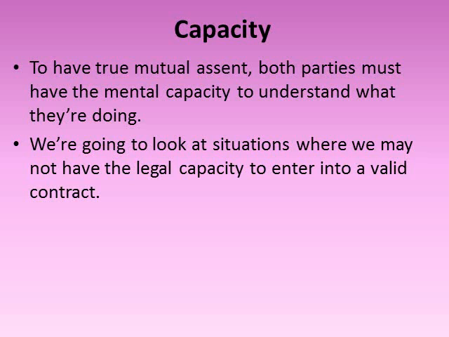And if they don't understand the legal obligations they're undertaking by agreeing to a contract, then we haven't had true mutual assent. And so we may undo a contract in a situation like that. So that's what we're going to look at here, situations where we don't have the appropriate mental capacity in one or more of the parties.